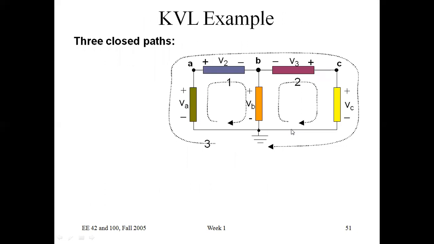So here are the three closed paths you are observing in this network. The very first closed path is the first loop, this is the second loop, and the third one is this outer path. So for these loops 1, 2, and 3, we can formulate three equations: one for path 1, one for path 2, and one for path 3.